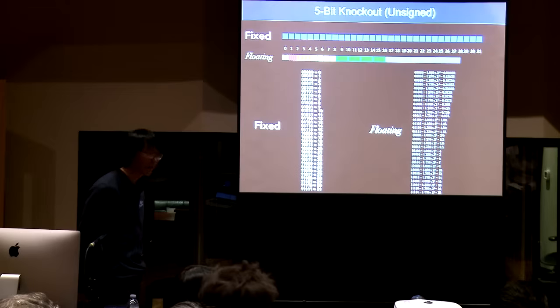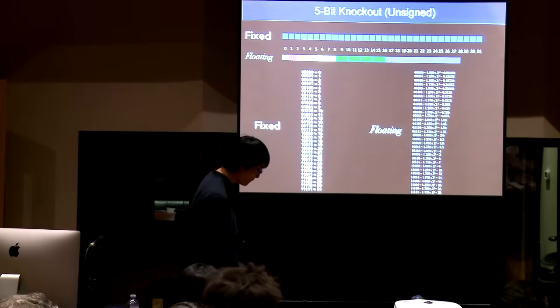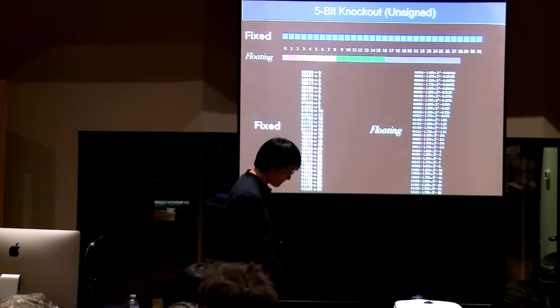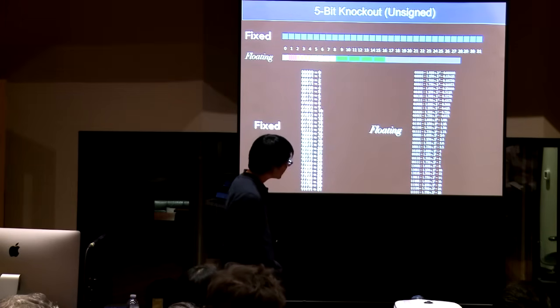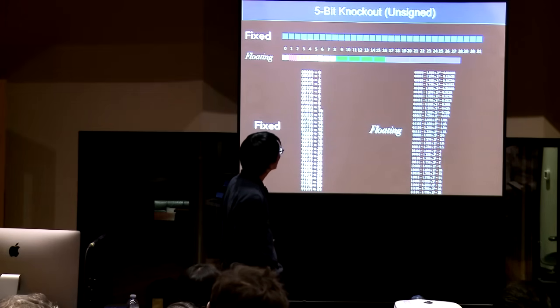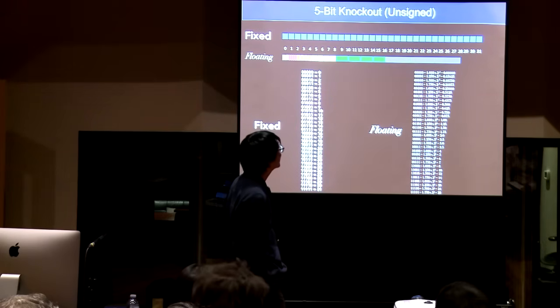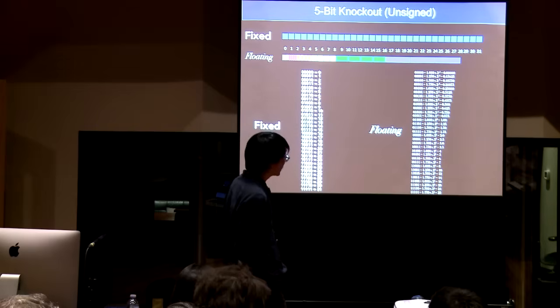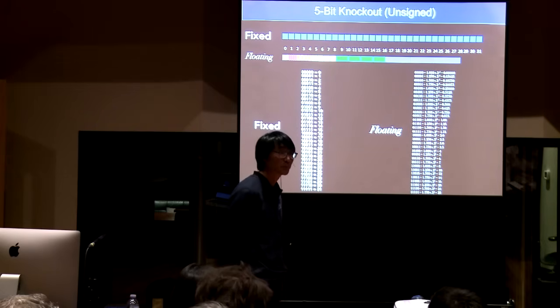Really, it's just the way you map the quantization levels with the available numbers. Floating point gives you fine resolution at low levels and coarser resolution at high levels, and the transition between the two is an exponential curve, whereas in fixed point, it's just linear.